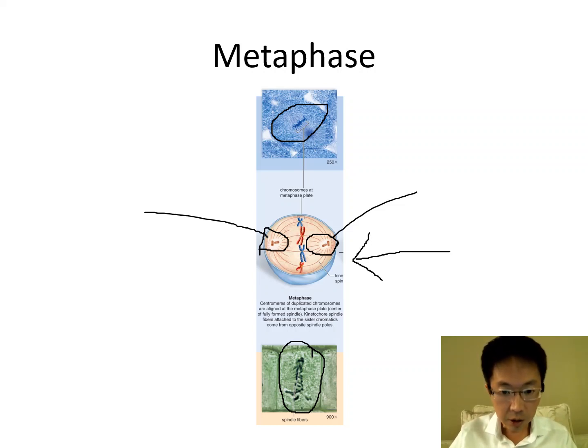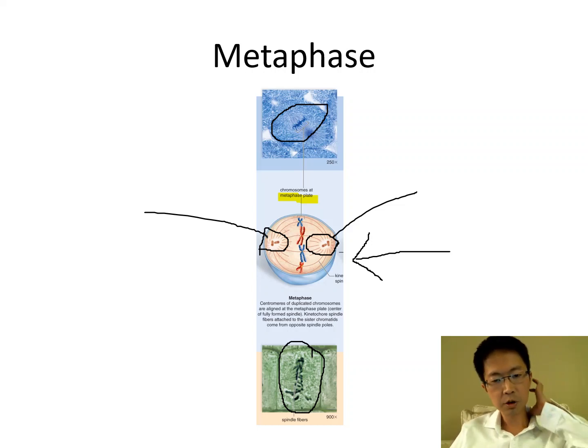The center, some textbook they call it a metaphase plate. Some textbook call it equatorial plate. It's like the equator. So that's why all the chromosomes, they will line up in the middle.